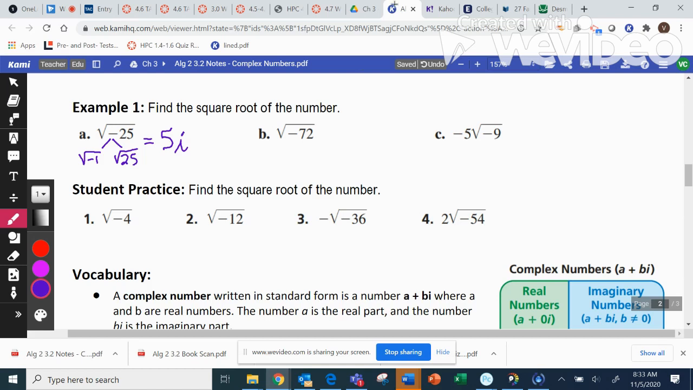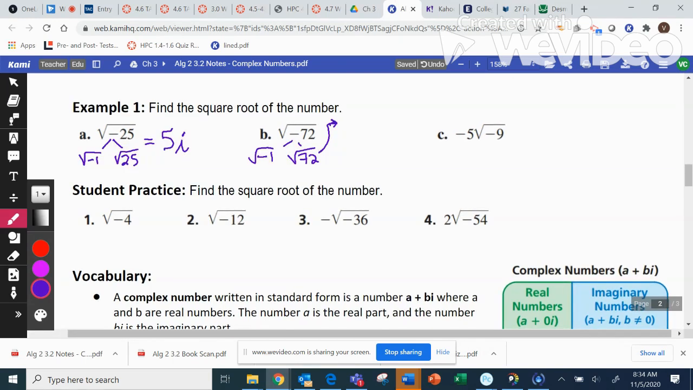Okay, question B. I'm going to separate the square root of -1 from the square root of 72. Is 72 a perfect square? It is not. So I'm going to separate the 72 further. So now I'm going to go up here. I don't really have a lot of space. Actually, I should just zoom in, then I'll have more space. I always forget to do that.